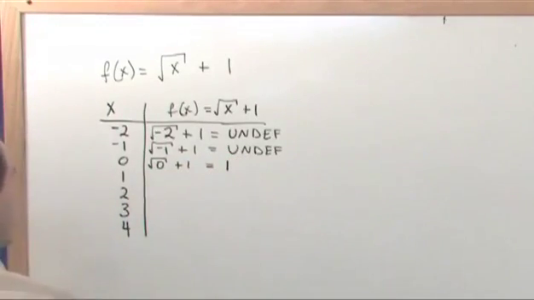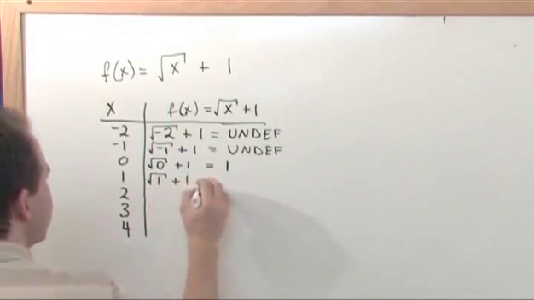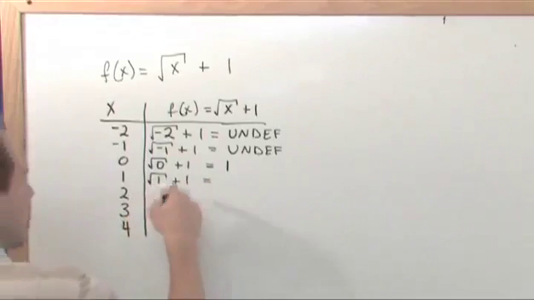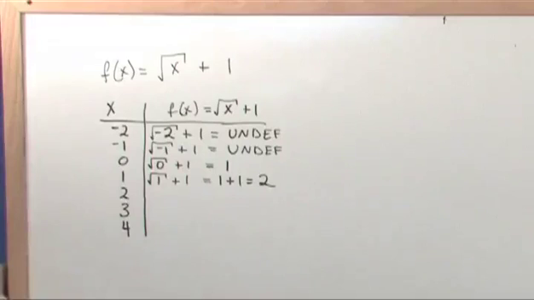So we can get an answer there finally. Let's move on to 1. Square root of 1 plus 1 is equal to, square root of 1 is 1, plus 1 is equal to 2. Okay, so we can get an answer there.